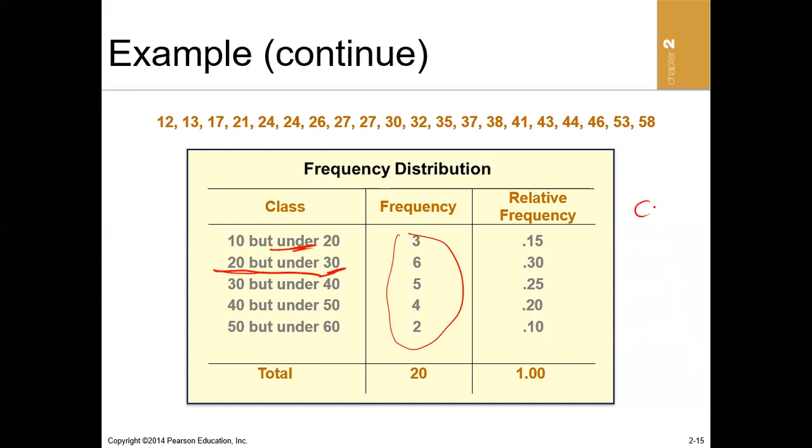For instance, here, the cumulative frequency will be 3. 3 plus 6 is 9. 9 plus 5 is 14. 14 plus 4 is 18. 18 plus 2 is 20. So these are cumulative frequencies.